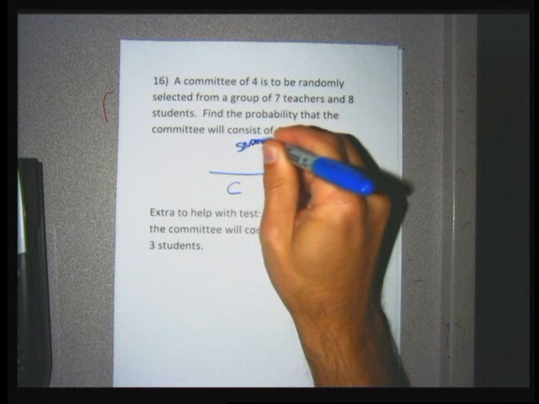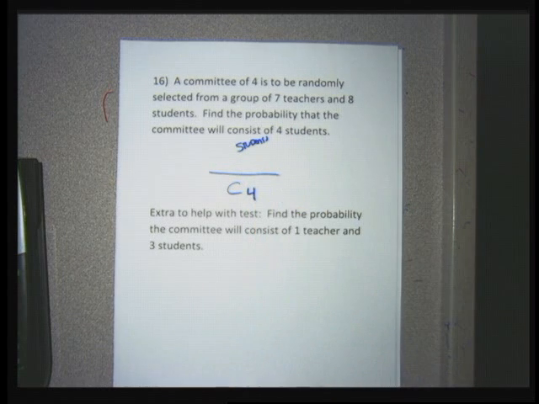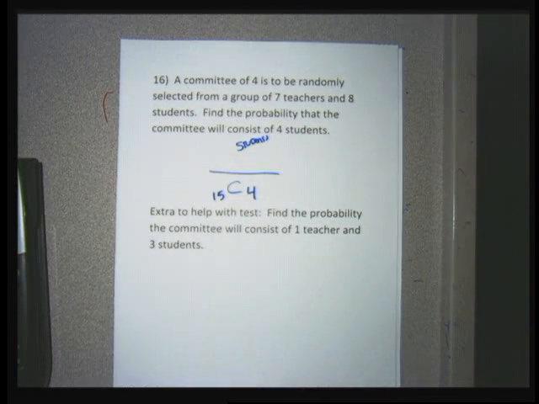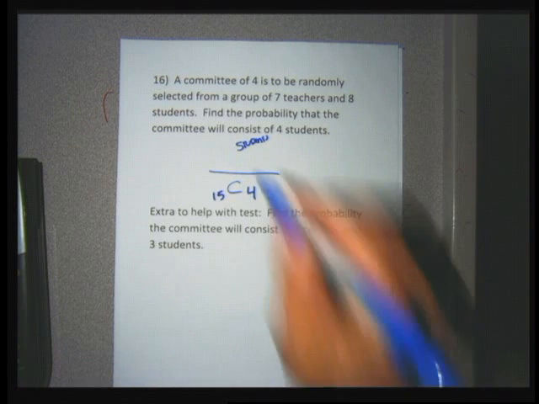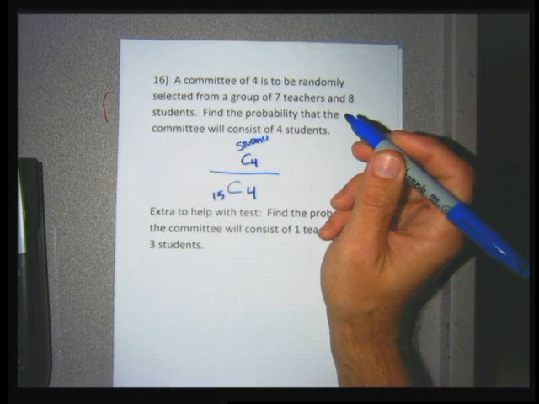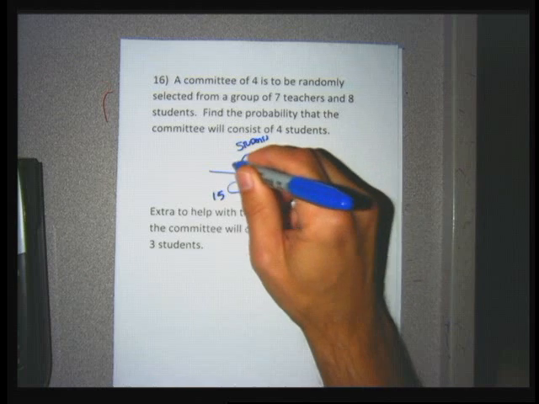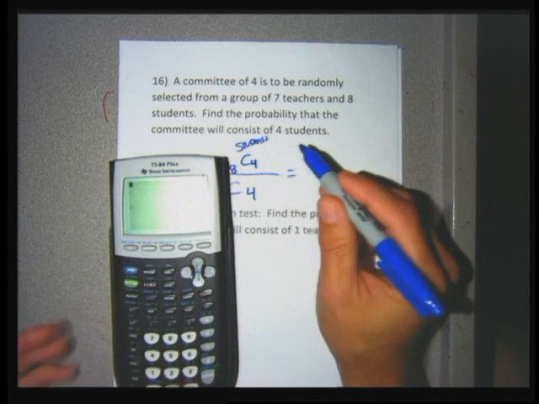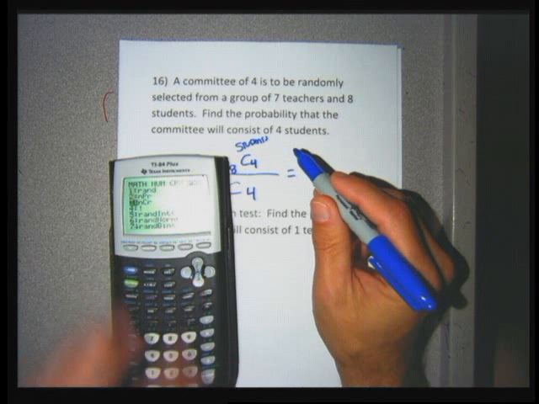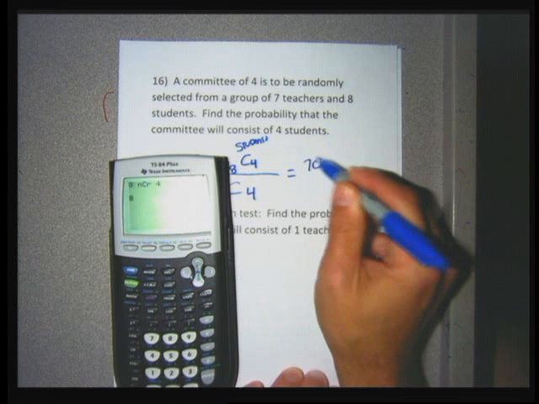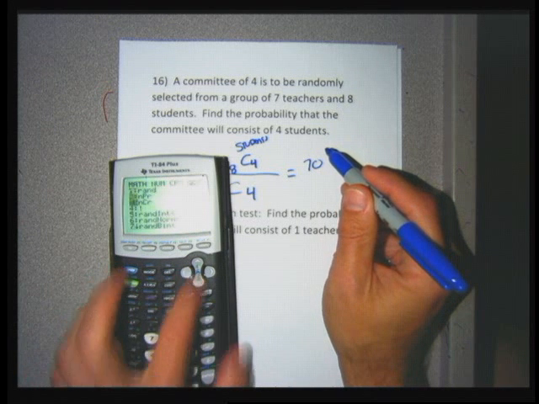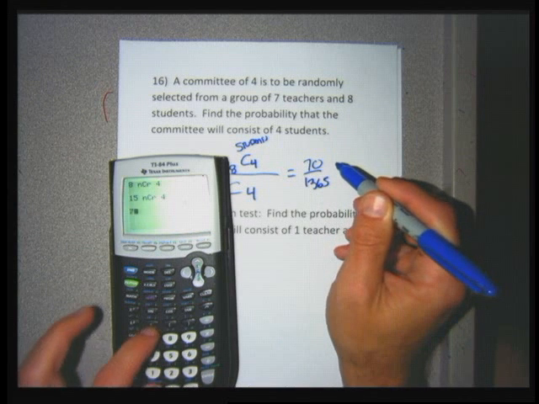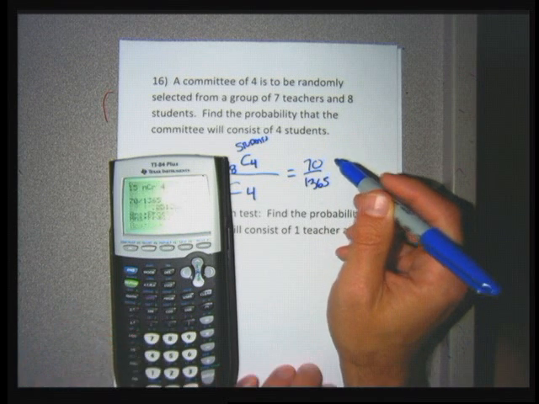So in my denominator, what could happen, I'm picking 4 people of the 15 people, 7 teachers and 8 students. So what could happen is I could select randomly any 4 of the 15 people. The numerator is the look that I want. I want to have 4 students. I only need 1 C because there's only one kind of person that I want of the 8 students. So 8 choose 4. I want 4 of the 8 students. And I could get any 4 of 15 people. So I get 70 over 1365, and that fraction reduces to 2 over 39.